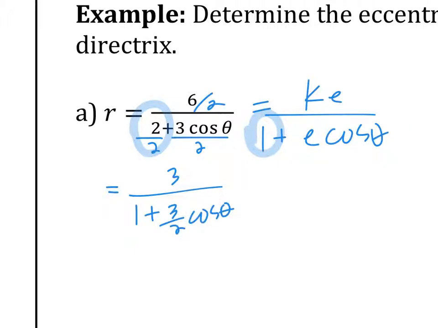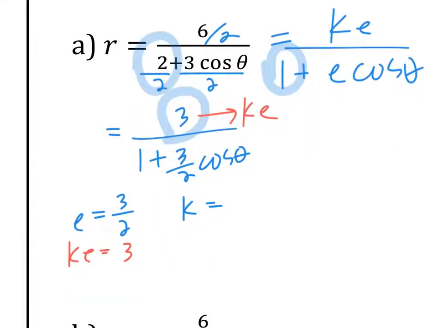Which part of this is E? 3 over 2. So what shape is that? Hyperbola. Very good. Now, can you figure out K? Yes. How? 3 divided by 3 over 2. Okay, so remember, this part is KE, right? So then KE is equal to 3, and knowing that E is equal to 3 over 2.